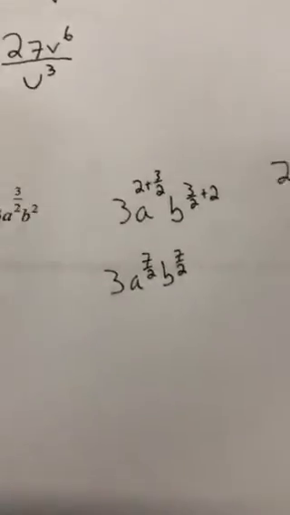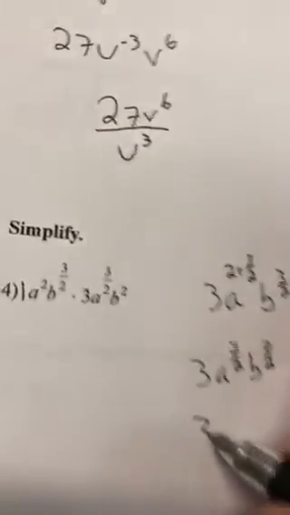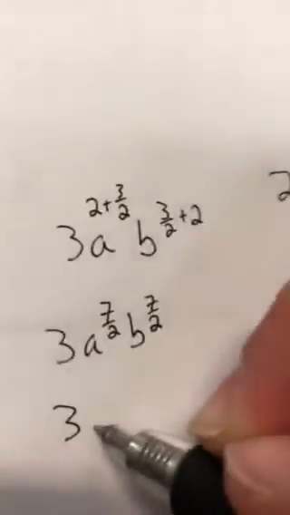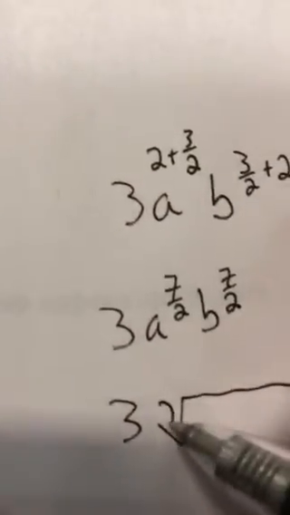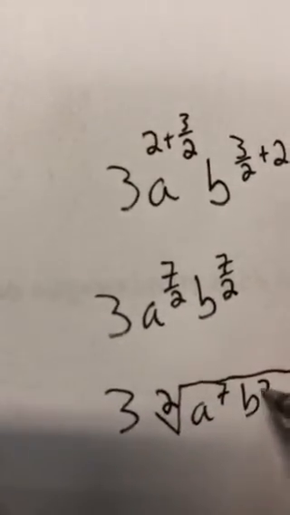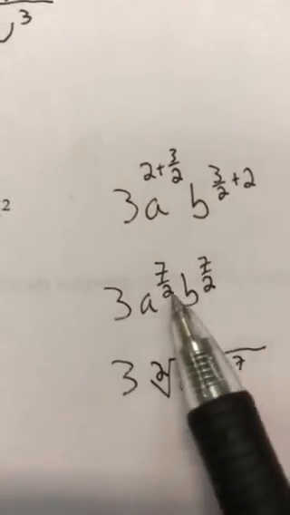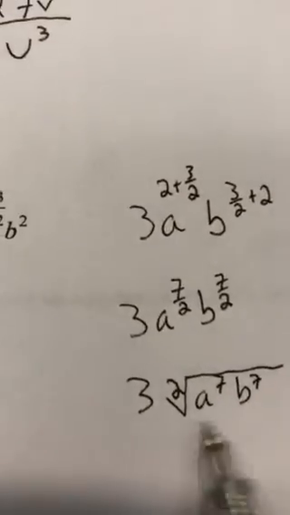Our final step would be rewriting this as a radical. Notice, they both have the same denominator, which means these are both going to be square root problems. So I can put both a to the 7th and b to the 7th underneath that square root because they both had the index of a 2. If those were different, I would need to write two different expressions.